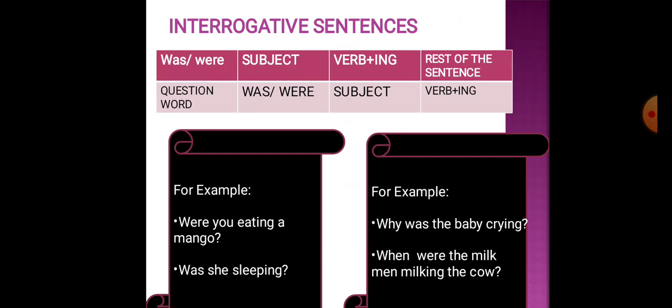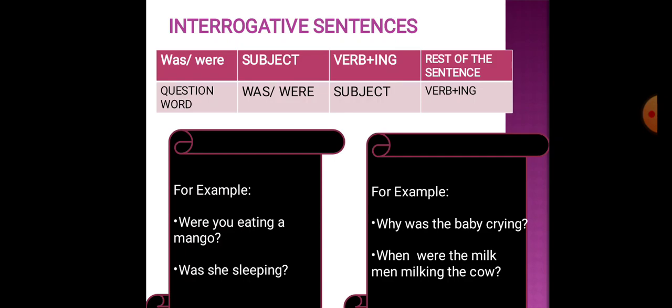Interrogative sentences. Now here, the first type of sentence begins with an auxiliary verb, was or were, then subject, then present participle, and the rest of the sentence. And examples: were you eating a mango? Was she sleeping?